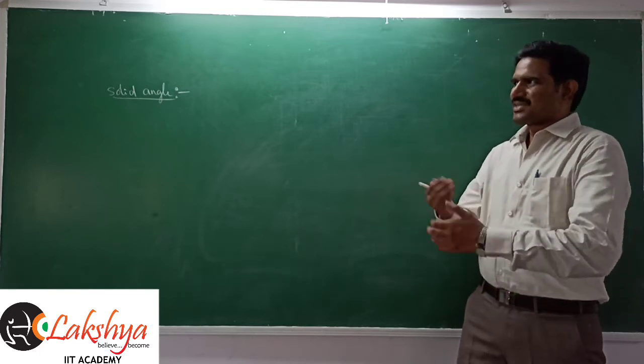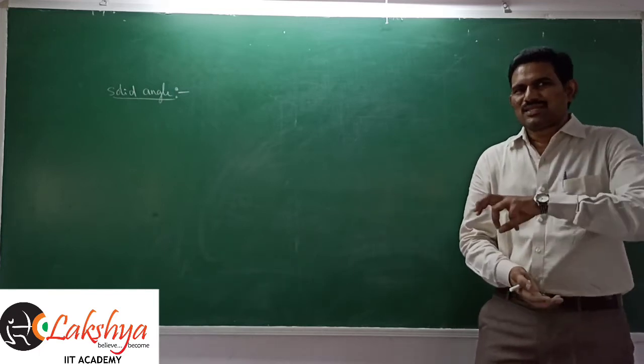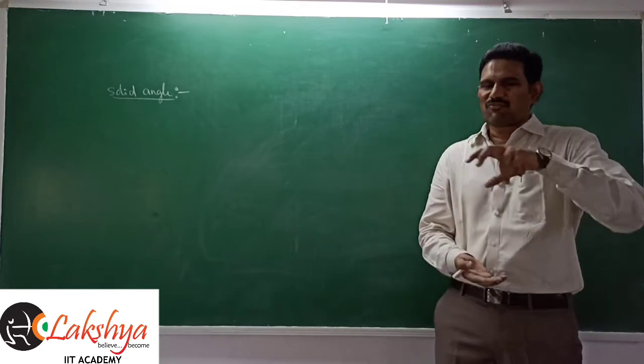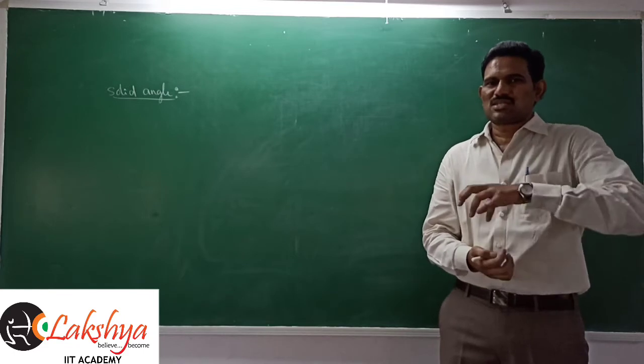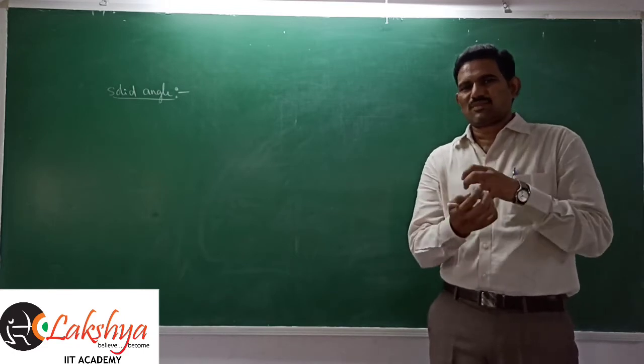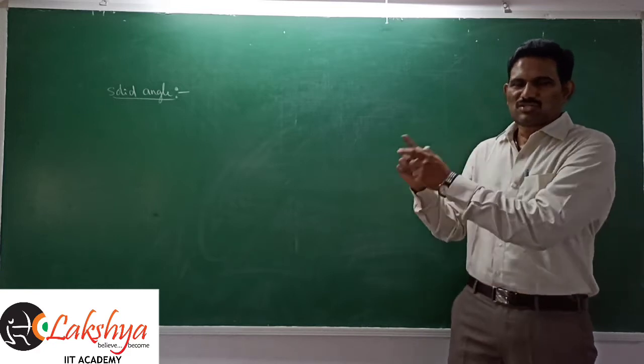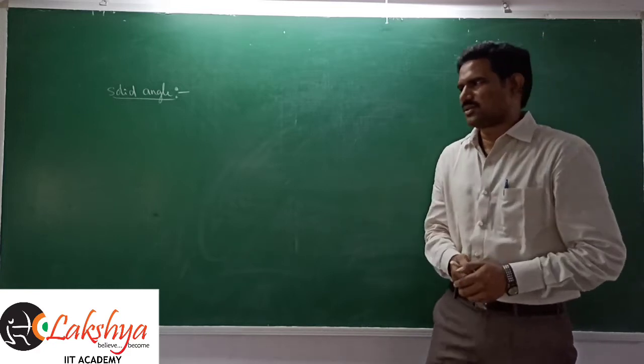Now the generalization of a plane angle in 3 dimensions is nothing but what we call solid angle. That means this solid angle is defined in 3 dimensions. It is a generalization of the plane angle in 3D. So plane angle is defined only for a plane, that means in 2 dimensions. Now solid angle we define in 3 dimensions.